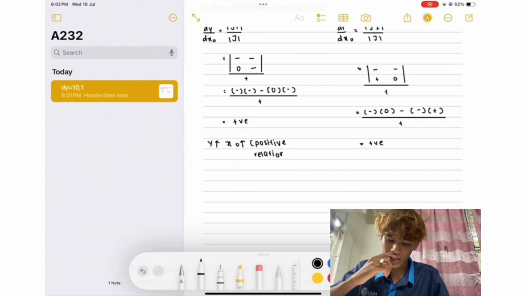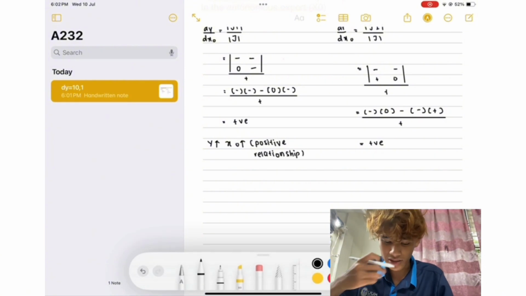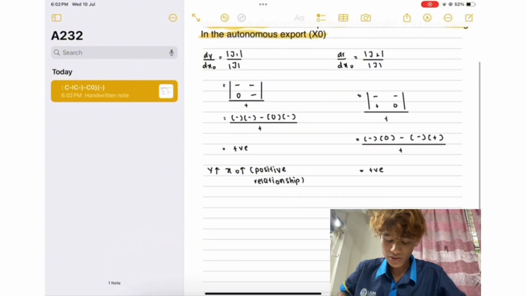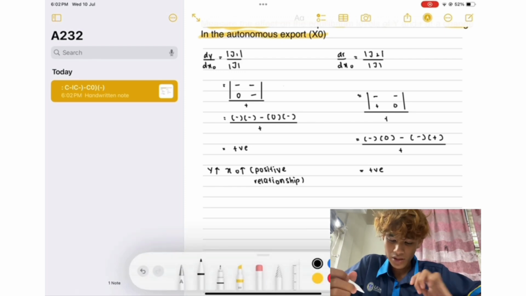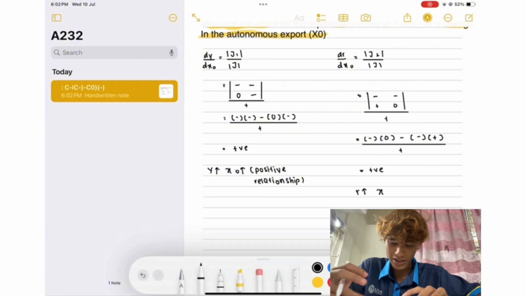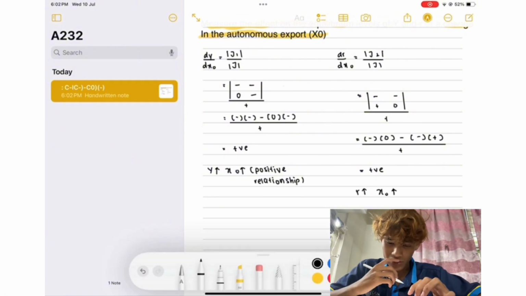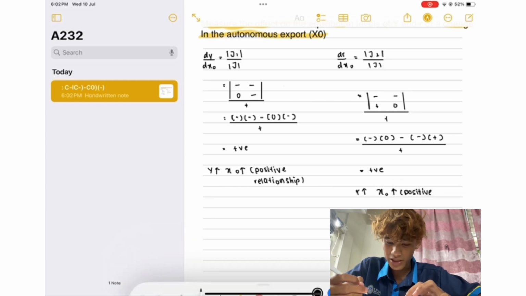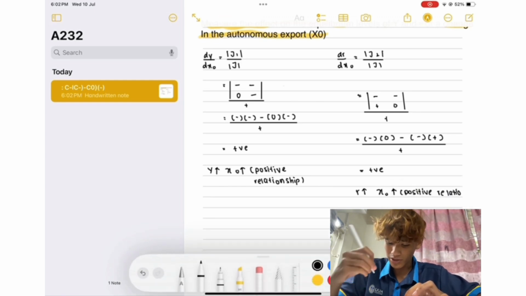The next is we find the change in interest rate, so dr over dX0. We use J2 over J. So we got here negative, negative, positive, 0 over plus. We got the answer is positive. So this means the first one, income and autonomous export, is a positive relationship, and the second one, interest rate, we got a positive relationship also.